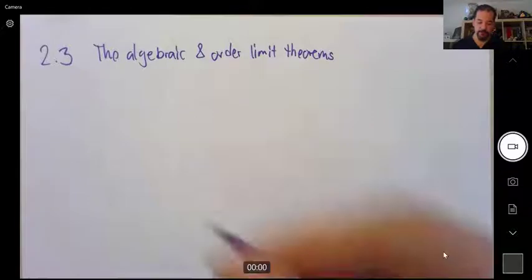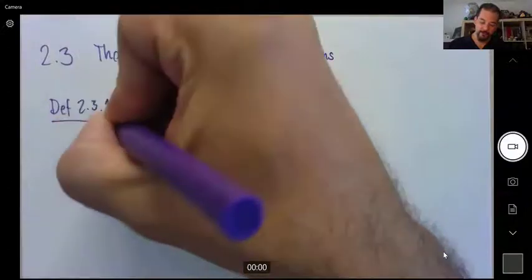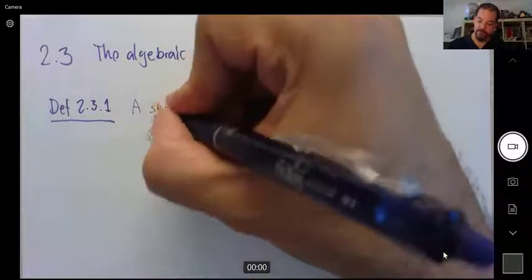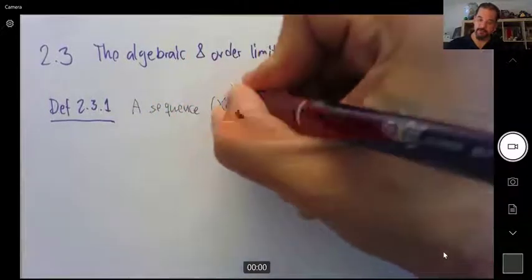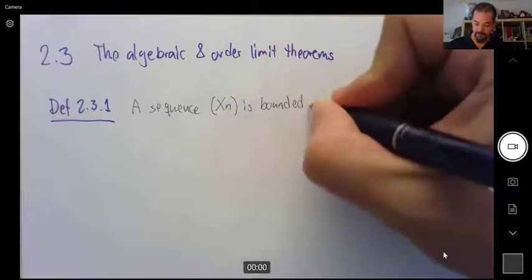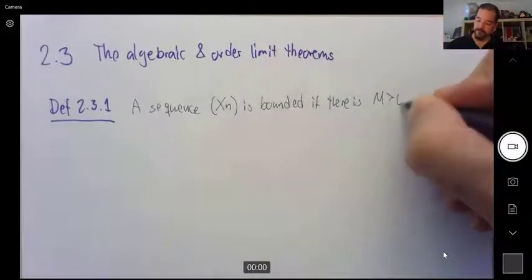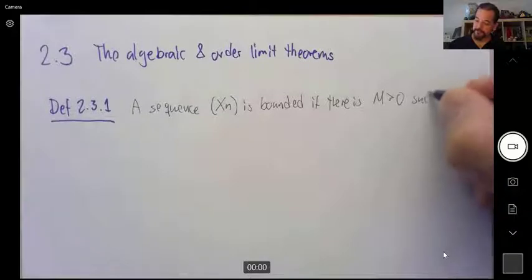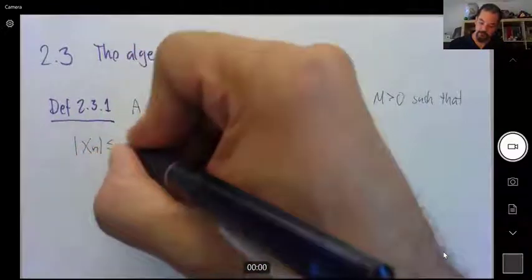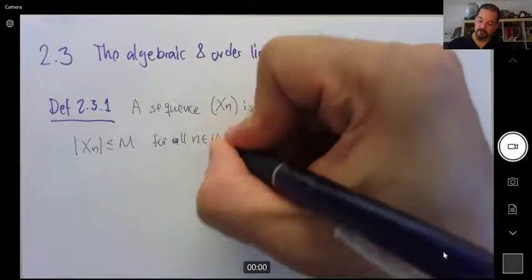And the first thing is this definition. It's another concept that we're going to be using thoroughly, and it's the concept of being bounded. So we say that a sequence x_n is bounded if there is some capital M greater than 0, such that the absolute value of x_n is less than or equal to M for all n in the natural numbers.